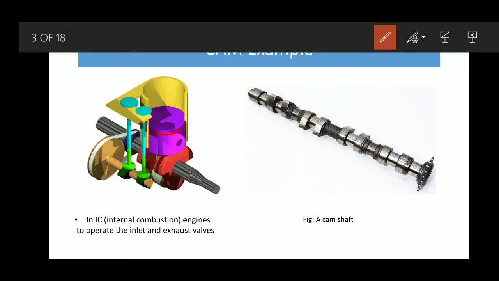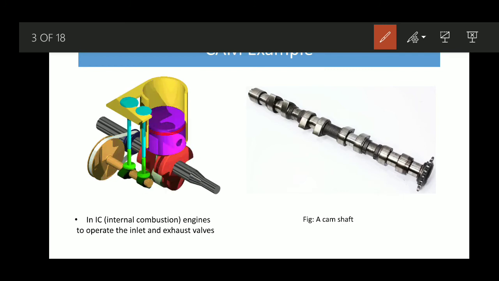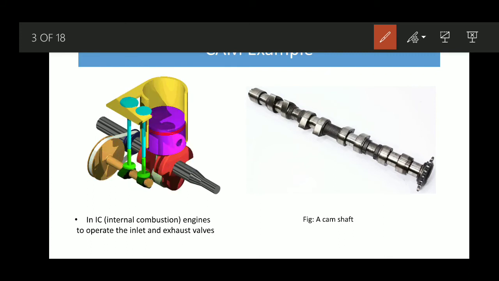Next, during the compression stroke, and similarly in the expansion stroke, we want the valves to remain closed. After the expansion stroke is over, towards the end of it or in the exhaust stroke, the outlet valve should open so that the exhaust gases can leave that particular chamber. So this is the kind of periodic motion that we want, yes or no?